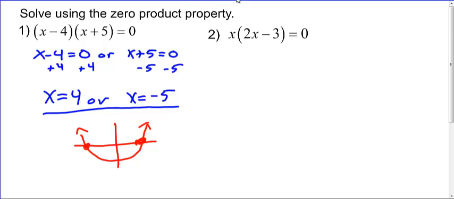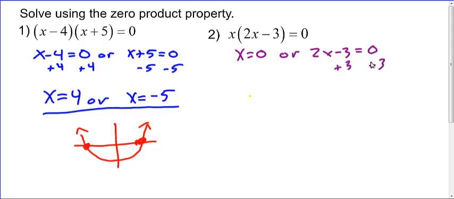All right, let's take a look at another one. x times the quantity of 2x minus 3 equals 0. Again, I've been nice to you by having it in factored form. So we know that x is going to equal 0 or 2x minus 3 equals 0. Now x equals 0 is already taken care of. We just need to go ahead and solve this equation.